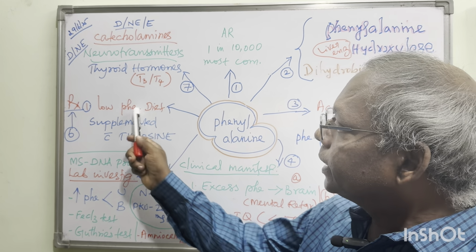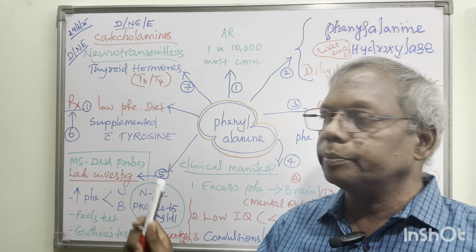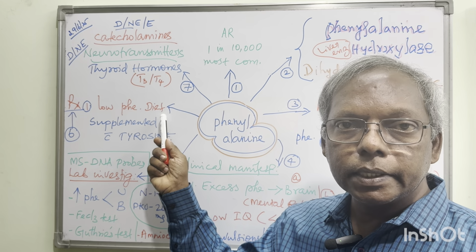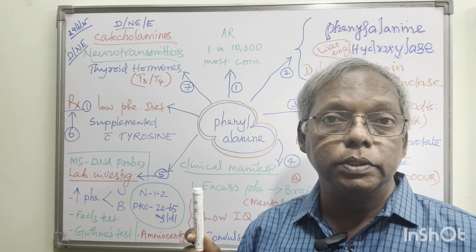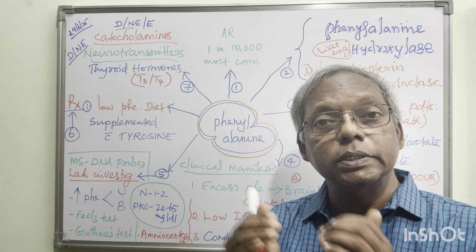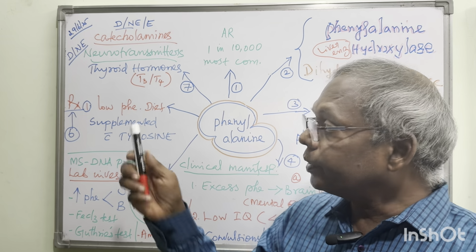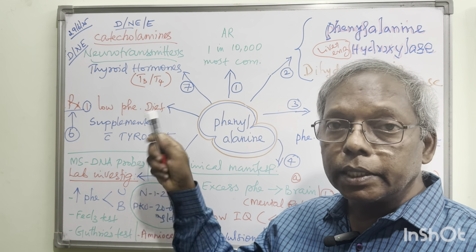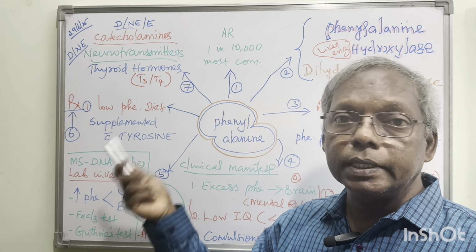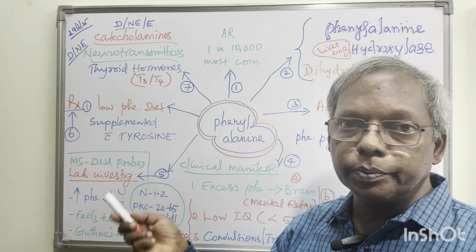Next one is, how will you treat? Very simple: a low phenylalanine diet with a very important supplementation of tyrosine, because we require some products synthesized from tyrosine. So we have to reduce the phenylalanine level as well as give the amino acid tyrosine for the production of other pathway products.